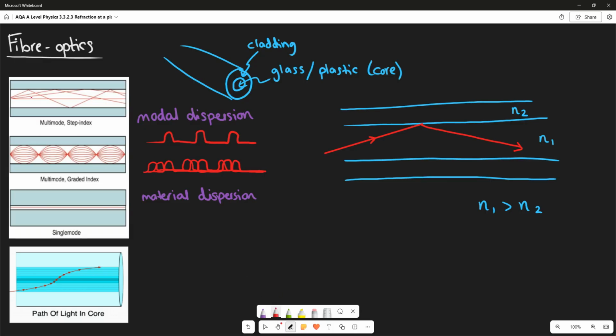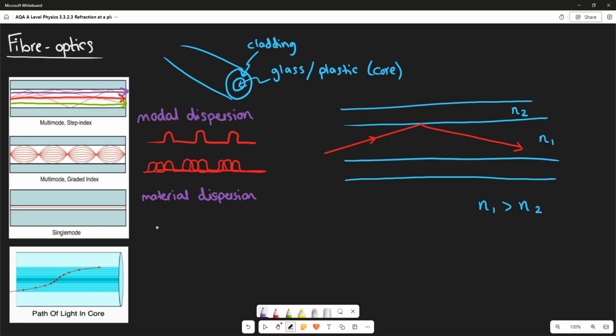So if you are sending light with multiple different wavelengths through, then what's going to happen is that the red light is going to be arriving at a different time compared with green light and with purple light. So depending upon the wavelength, you're going to be getting different arrival times of the different colours, and that can also lead to pulse broadening.